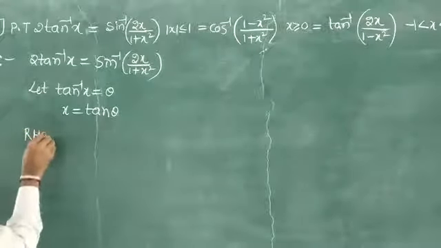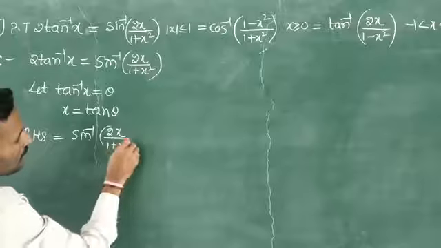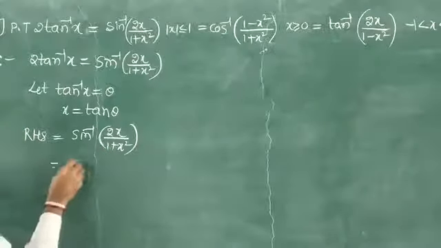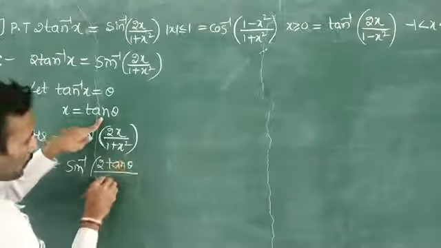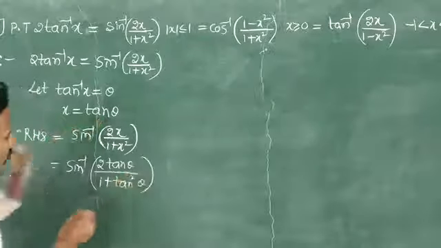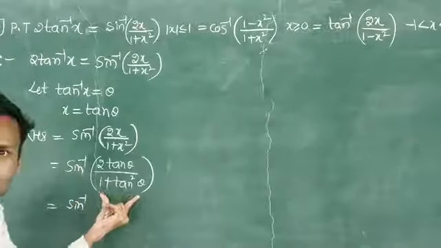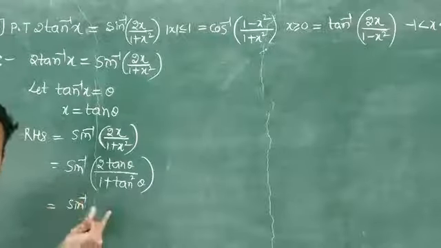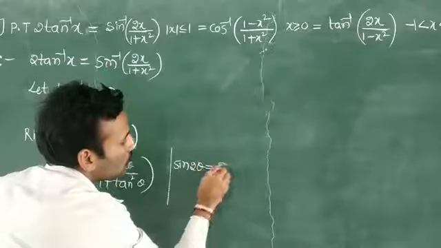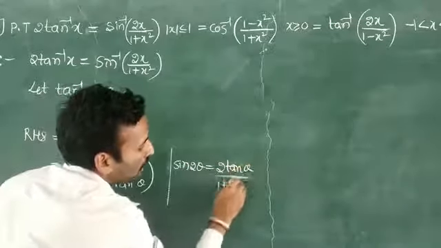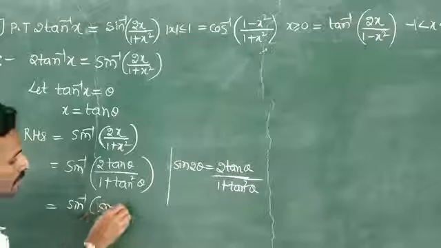The RHS becomes sin inverse of 2x divided by 1 plus x square. If you replace x by tan theta, that is 2 tan theta divided by 1 plus tan square theta, equal to sin inverse of... there is a formula for 2 tan theta divided by 1 plus tan square theta in terms of sine, because the outside is a sine angle. That is sin 2 theta equals 2 tan theta divided by 1 plus tan square theta, from first year class. That's why this is replaced by sin 2 theta.